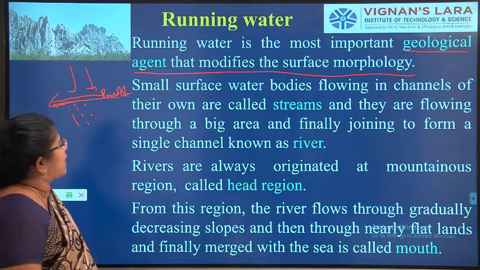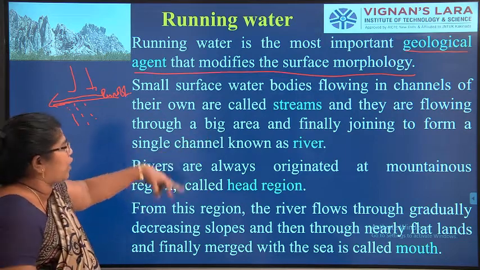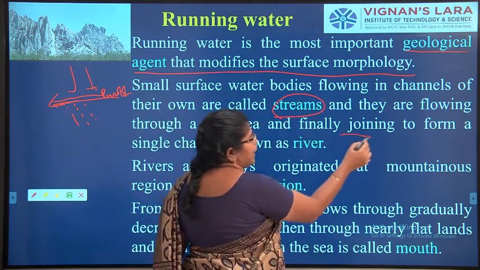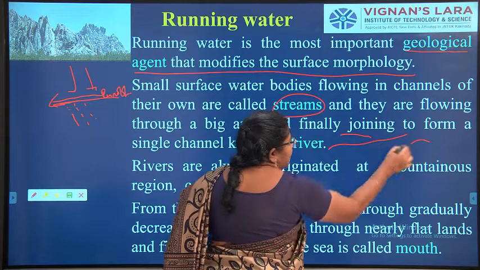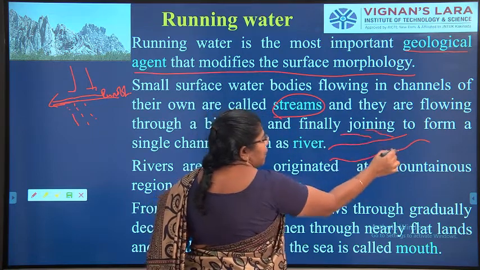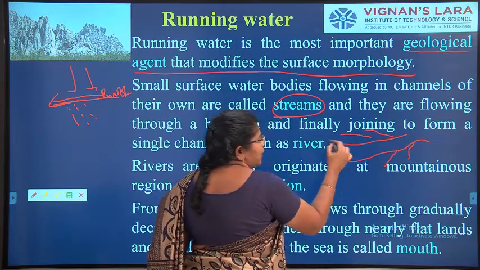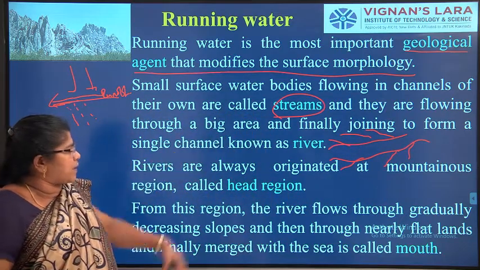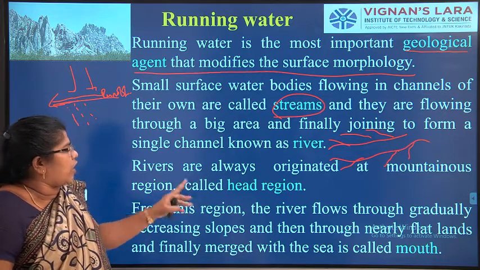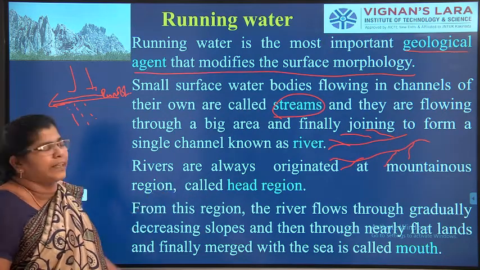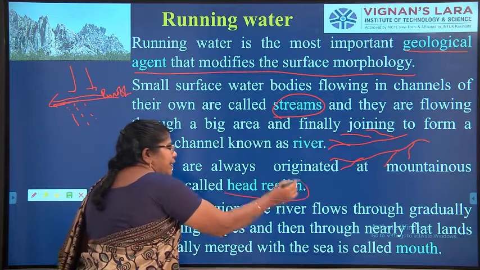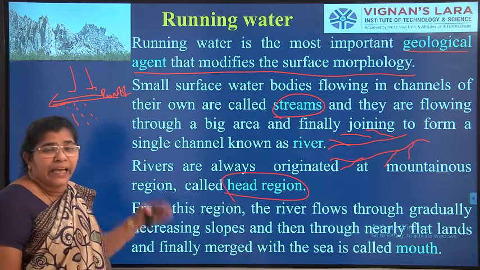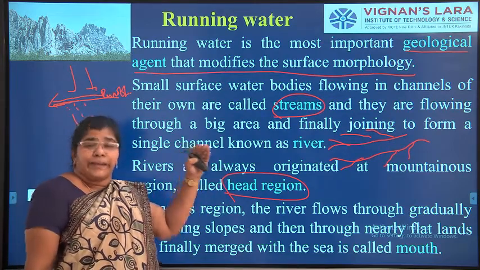Overall we call the small surface water bodies streams, and there will be a number of streams here and there. The large one will be a river. The streams will come and join in the river, right? The rivers always originate in mountainous regions that we call the head regions. For example, if I take the Kaveri river, it starts from a place called Head Kaveri, right?